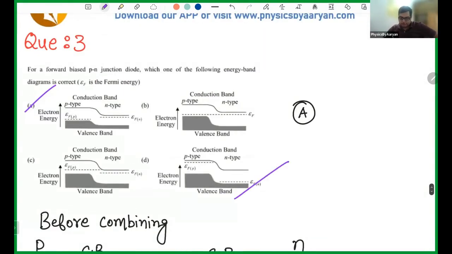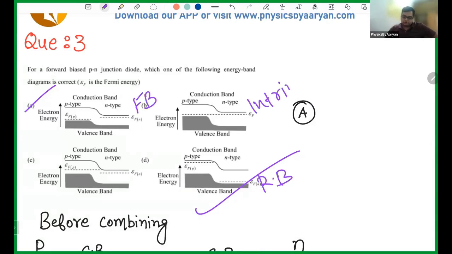And this diagram is for the reverse. This is for forward. This is for reverse. And this is for intrinsic. Oh sorry, no bias.